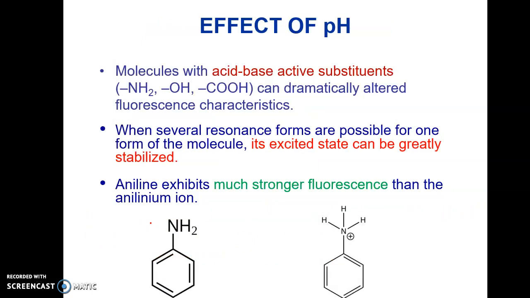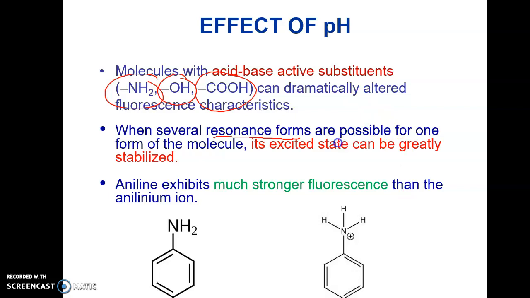Now we go into the effect of pH. Molecules with acid-base active substituents, such as amine, hydroxyl, and carboxylic acid groups, because they are easily deprotonated or protonated, will be in the form of charge in a certain medium of solution, because they are prone to change with pH. It can also promote a resonant form because of the effect of pH from the medium that affects the charge.